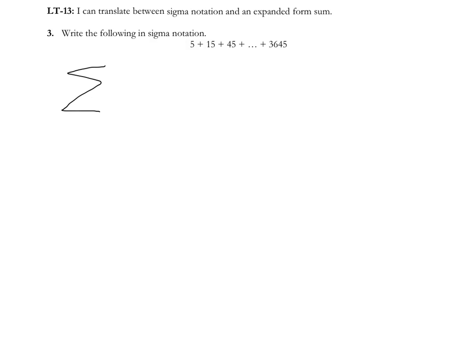So the first thing that we have to do is come up with a formula that represents the terms in our sum. So let's first think about whether this is arithmetic or geometric. In this case, as we go from term to term, it seems like we're multiplying by 3 each time. So since we're multiplying by the same number each time, we know that our sum is going to be geometric. So that helps us to figure out what kind of a function formula we're going to have.